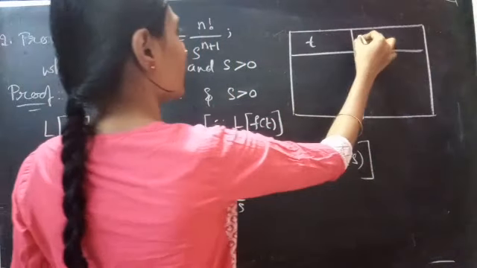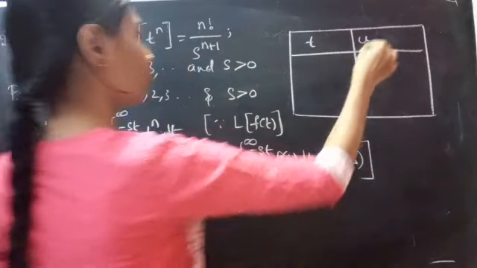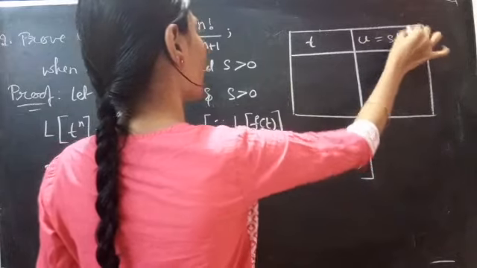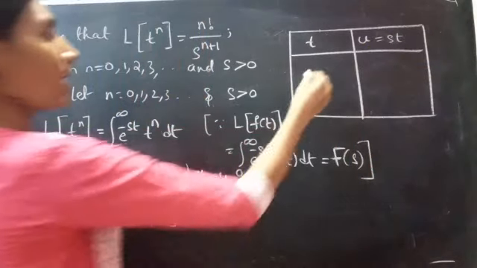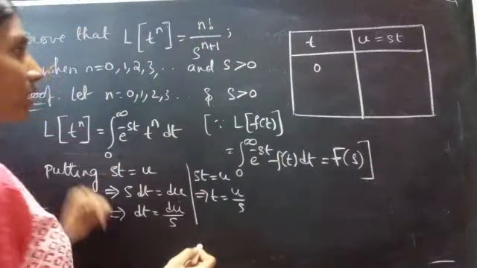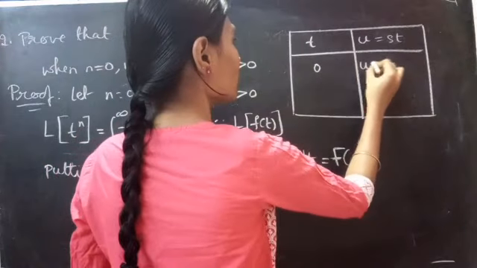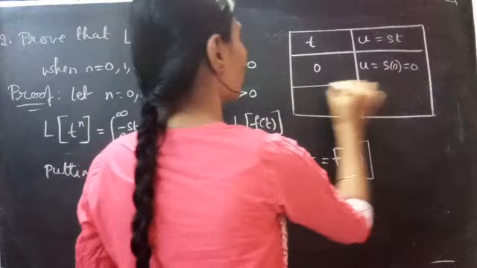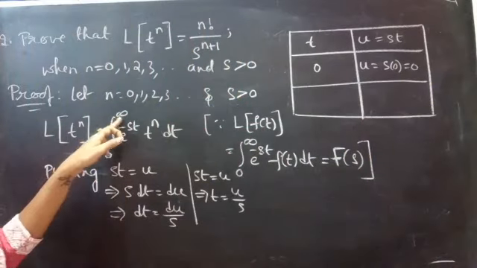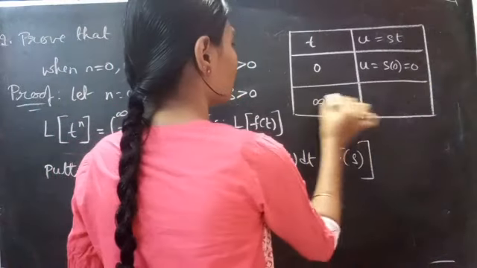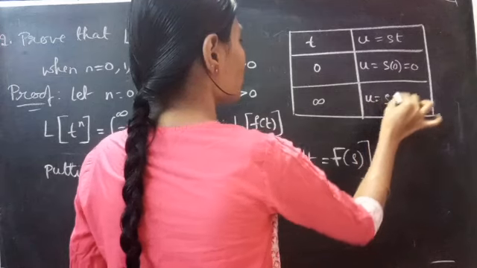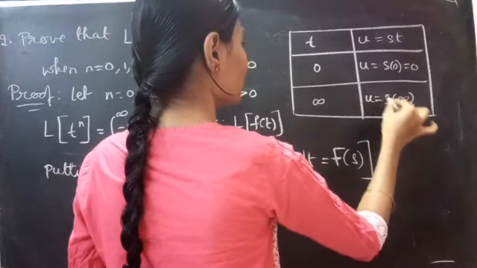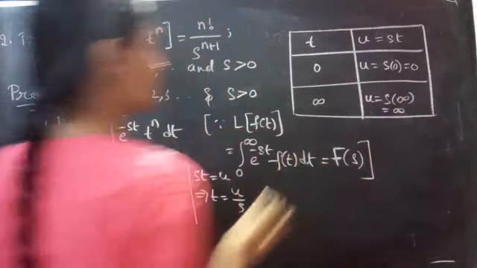T and u equals s into t. When t equals 0, replace t equals 0, then you'll get s into 0 equals 0. When t equals infinity, u equals s into infinity. Anything into infinity equals infinity.